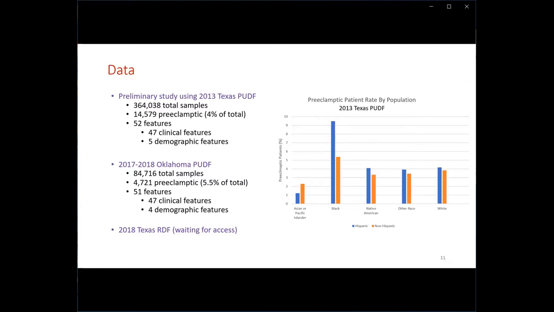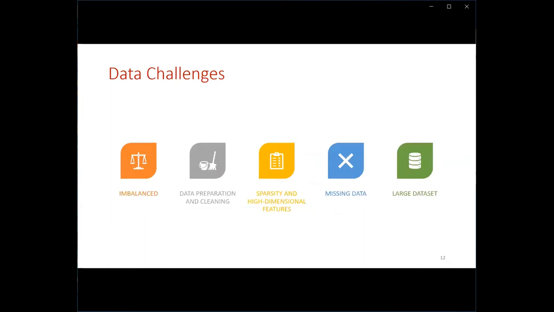Our clinical experts suggested including 52 features, of which 47 are clinical features and 5 are demographic. We are also using 2017 and 2018 Oklahoma PUDF, which consists of 84K samples in total, and 5.5% of them are preeclamptic. We considered features similar to what we have considered in the Texas data.